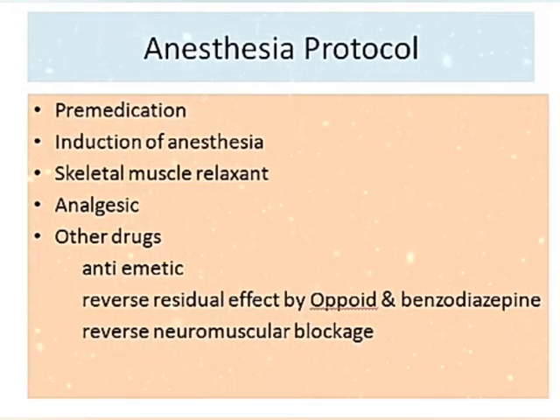Analgesia is for pain relief, and other drugs such as antiemetics are used because a lot of anesthetics have nausea and vomiting-like symptoms, so this basically helps with such effects. The residual effect of any anesthetic is relieved by opioids and benzodiazepines, which are also sedative. Our last point is that whenever we are recovering a patient, we need to reverse that muscle relaxant effect, so we use neuromuscular block reversal.